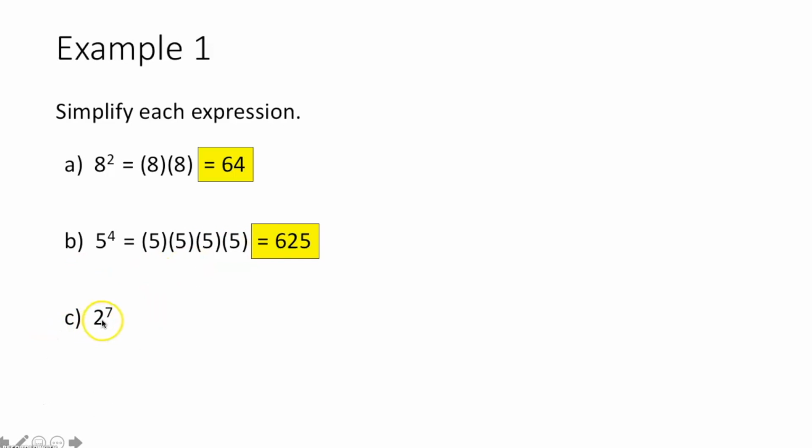Part C, we have 2 to the seventh power. Again, multiplying 2 by itself 7 times. If you want to know how to do that, you just go 2 times 2, that gives you 4. And then 4 times 2 gives you 8. And then 8 times 2 gives you 16. And then 16 times 2 gives you 32. 32 times 2 gives you 64. And then 64 times 2 gives you 128.